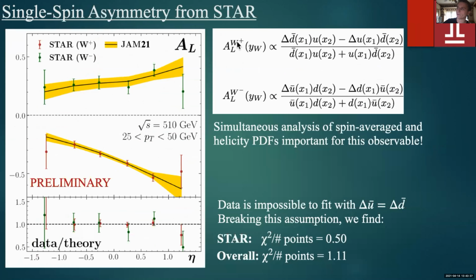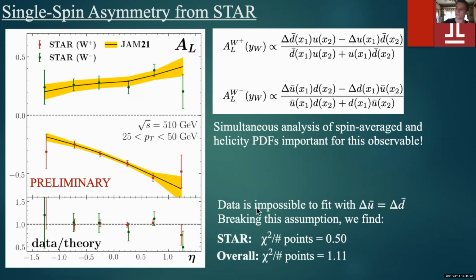At leading order, the two observables, A_L^W plus or minus, can be written as such. This shows that they are sensitive individually to delta d bar and delta u bar, and this is what potentially allows us to extract the sea quark asymmetry. This observable is unique compared to all of the other observables in that it has polarized PDFs multiplied directly with unpolarized PDFs. So a simultaneous analysis and extraction of both spin-averaged and helicity PDFs is especially important for this observable.